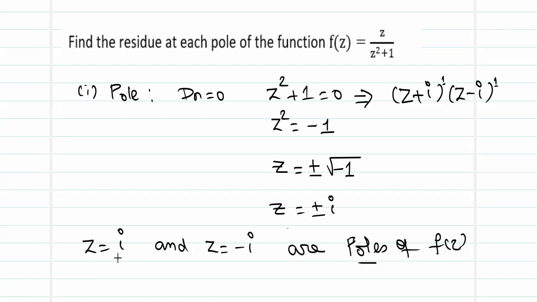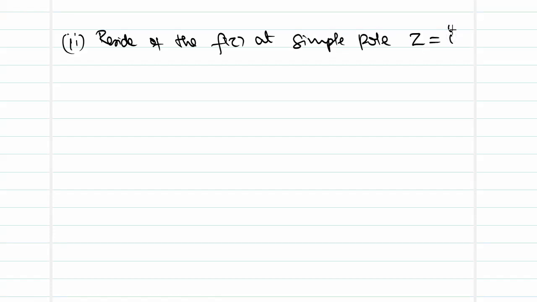Both these poles, z equal to i and z equal to minus i, are going to be simple poles of my function f of z. Now what is my target? The second target is to find the residue at each of these points. So first we will find part 2, the residue of the function f of z at the simple pole z equal to i. First we will copy paste our function f of z.